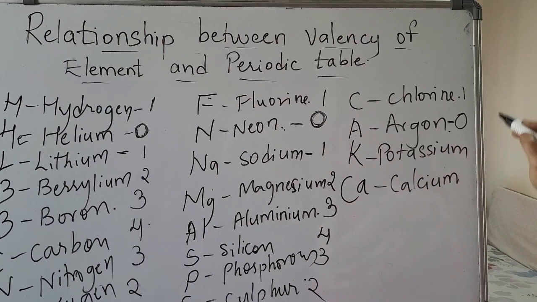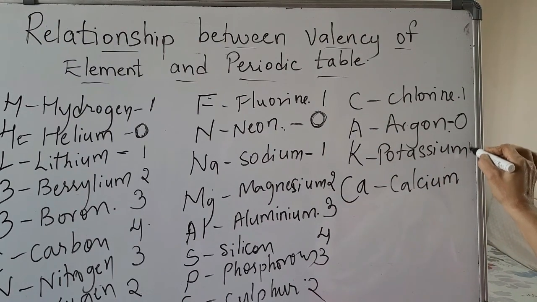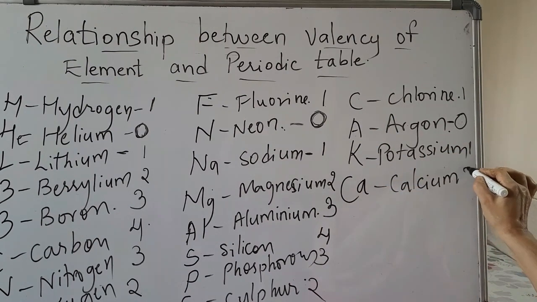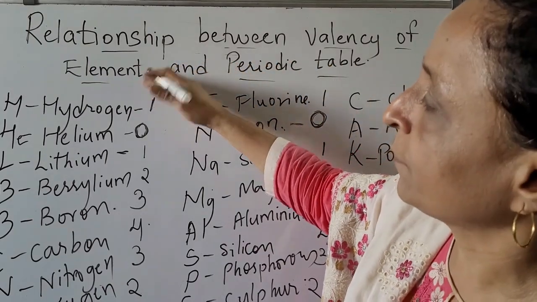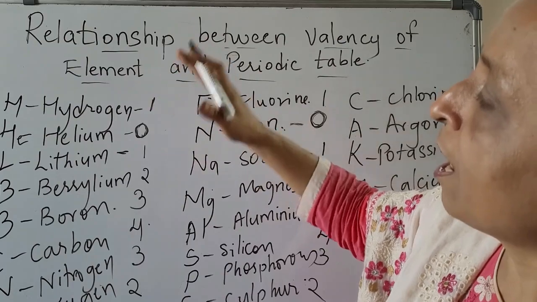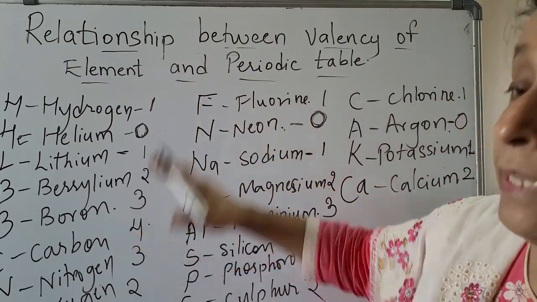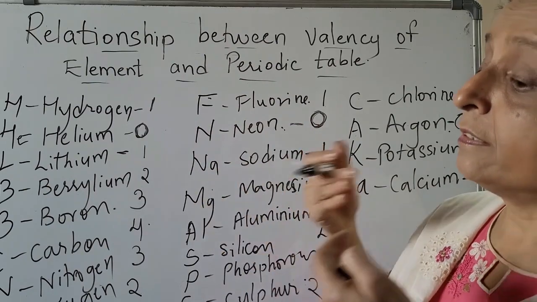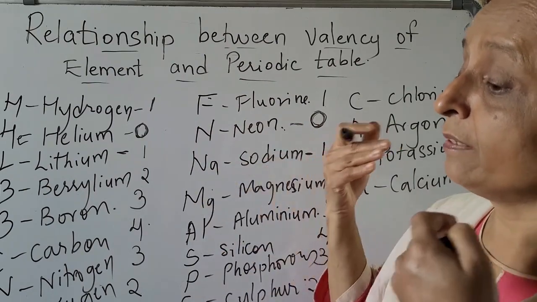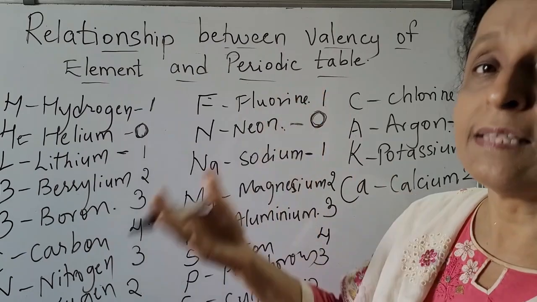Now, after 0, potassium 1, calcium 2. So, you can see the rhythm, how the valency is repeating. If the valency is same, the reactions, the chemical properties will be same.